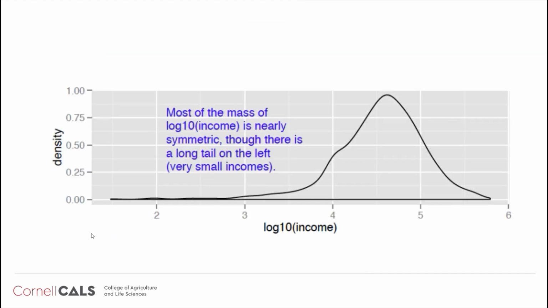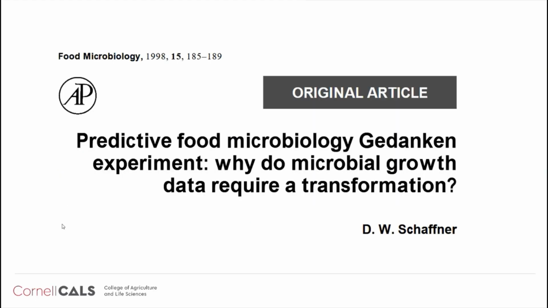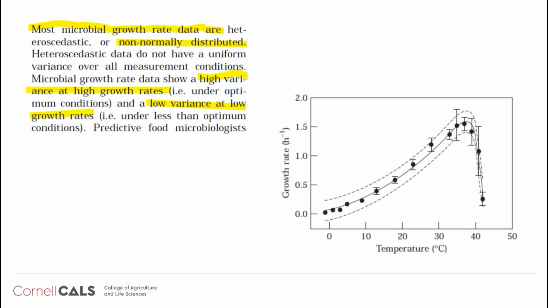So useful for some mathematical and statistical purposes, sometimes challenging for interpretation and use. Now, you don't have to take my word for this. There are a number of people who have written about why microbial growth data require transformation, such as this paper. And it gives you a more realistic example. If you look at microbial distributions, for example, growth rate by temperature, and we log transform these data, we get lower variance at these growth rates.